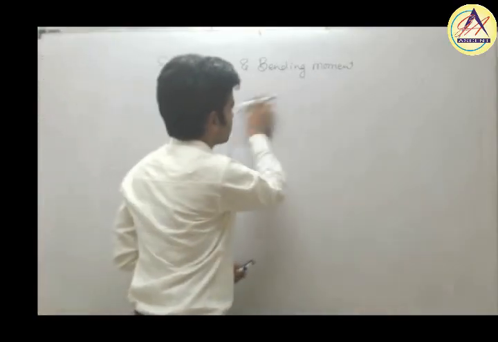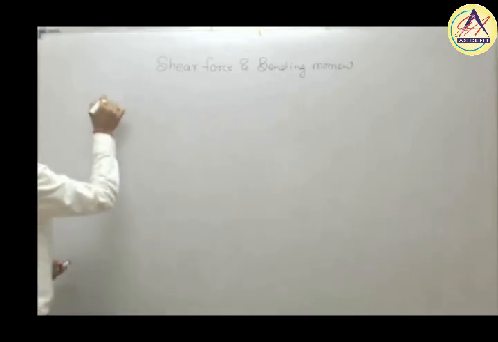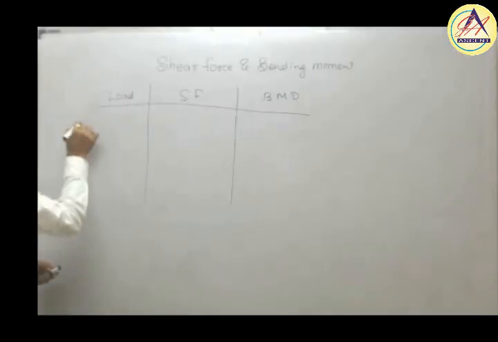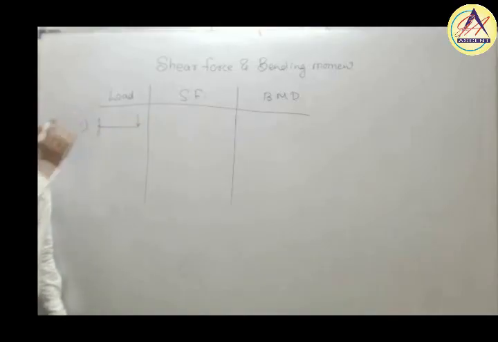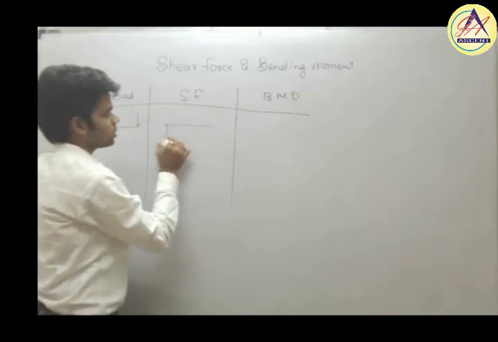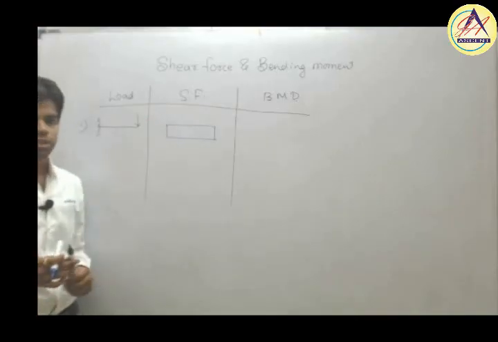There are some basic rules in order to draw the shear force and bending moment diagram. The very first thing is the kind of load. Suppose there is no variation in load. Suppose we have a cantilever subjected to a point load at the end. That means no variation in load is there. When no variation in load is there, the shear force at every point will be the same. The shear force diagram will be a rectangle, or you can say a uniform shear force diagram.